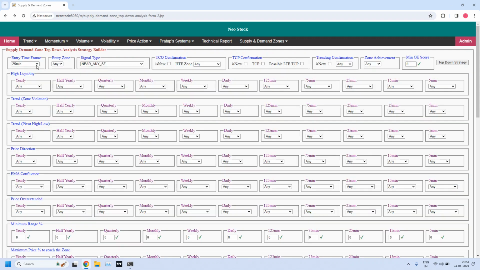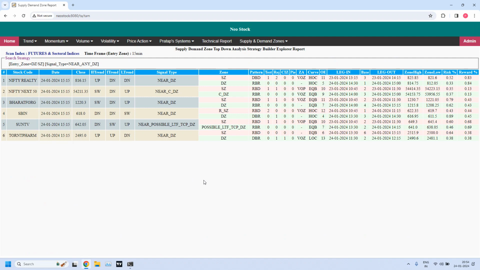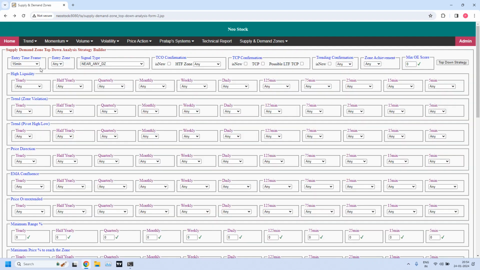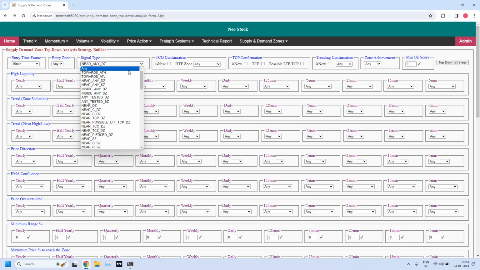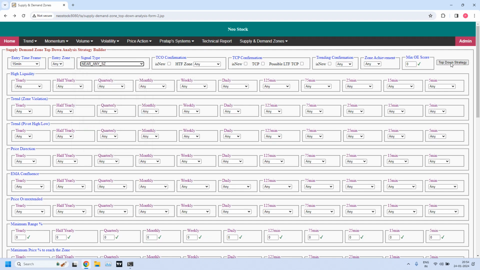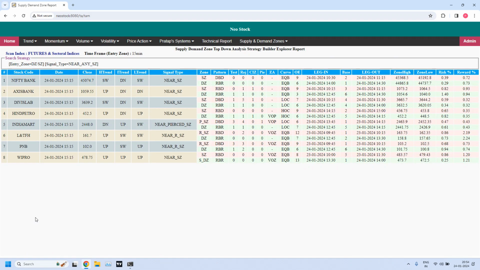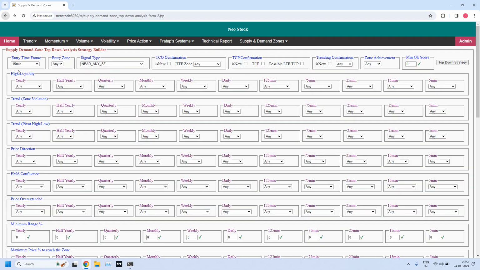So let me go back and change the time frame to 15 minutes. Let us find the stocks near 15 minutes demand zone. So 6 stocks are filtered. So let me go back. For 15 minutes time frame, let us find the stocks near 15 minutes supply zone. So 8 stocks are filtered.